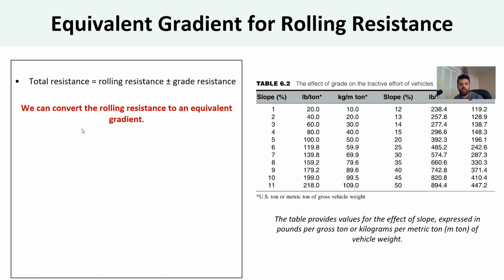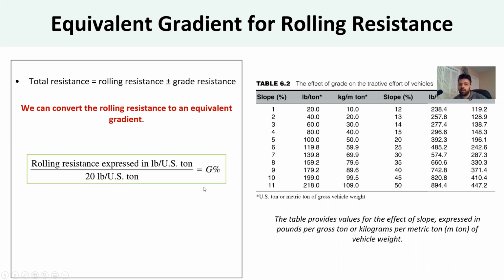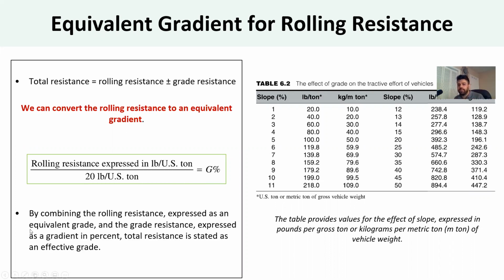So we can convert the rolling resistance to an equivalent gradient. In order to do that, all you need to do is divide the rolling resistance, which is given in pound per ton, US ton, of course, by the number 20. And this will convert rolling resistance into the equivalent grade resistance. Does that make sense? Once you have the equivalent rolling resistance, you can add it with the grade resistance and it will give you the total resistance.